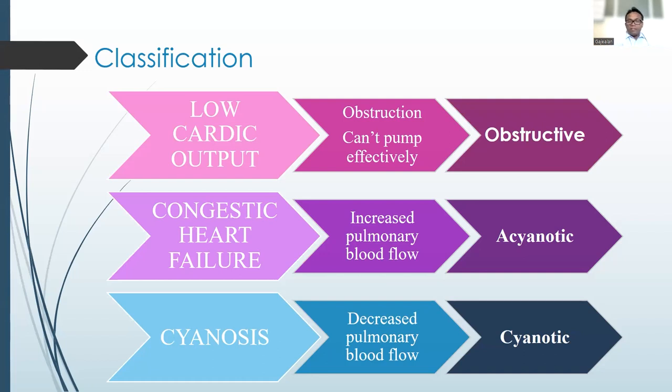The other one is congestive heart failure. That means increased pulmonary blood flow. With the lesion in the heart, it causes increased pulmonary blood flow. Those are congestive heart failure features. That's acyanotic heart disease. And the other one is cyanotic physiology, that is decreased pulmonary blood flow to the lungs.